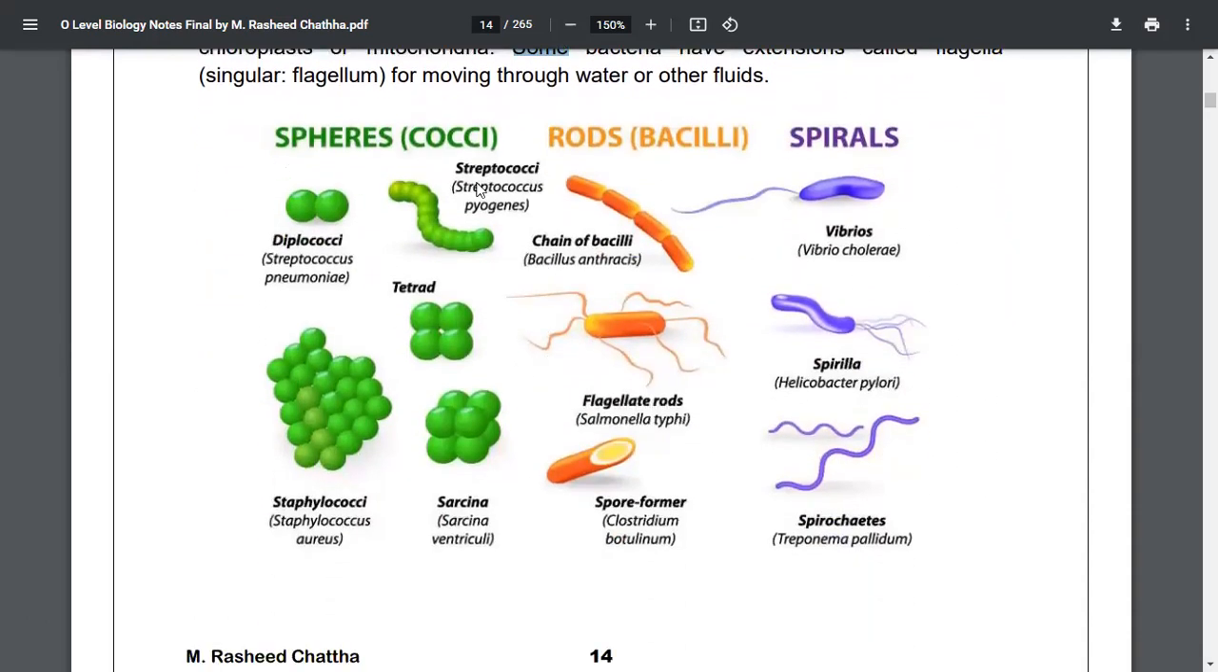Here, the ball-like bacteria are called cocci. The rod-like are called bacilli. The spring-like are called spirilla, and they may have spores around their body. They may move with the help of flagella, or be solitary and not moving.